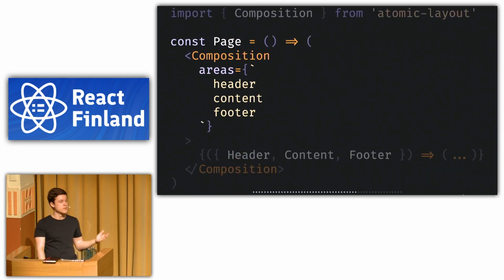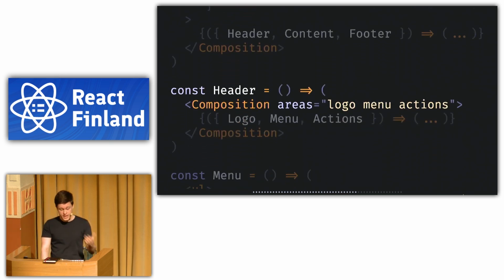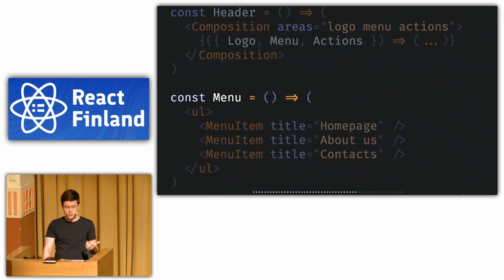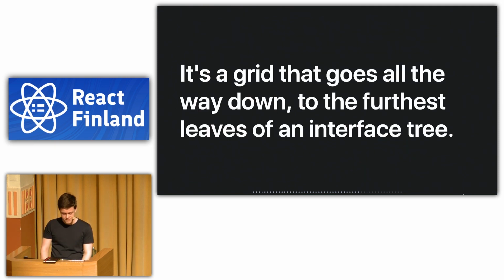So a page component becomes a composition of header, content, and footer, and header becomes composition of logo, menu, and actions. And menu may be just a composition of React components, why not? It's like a grid that goes all the way down to the very furthest leaves of an interface tree, and it remains predictable, has the same declaration, and it's very easy to read.